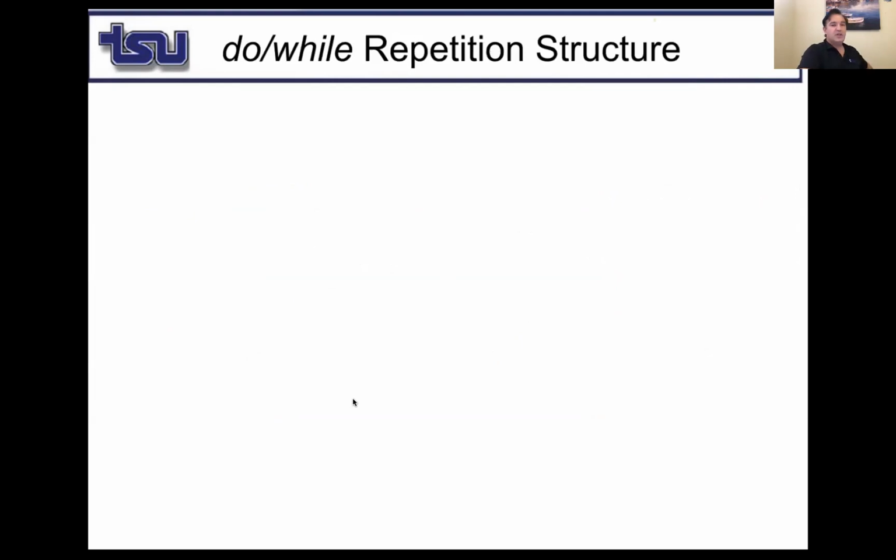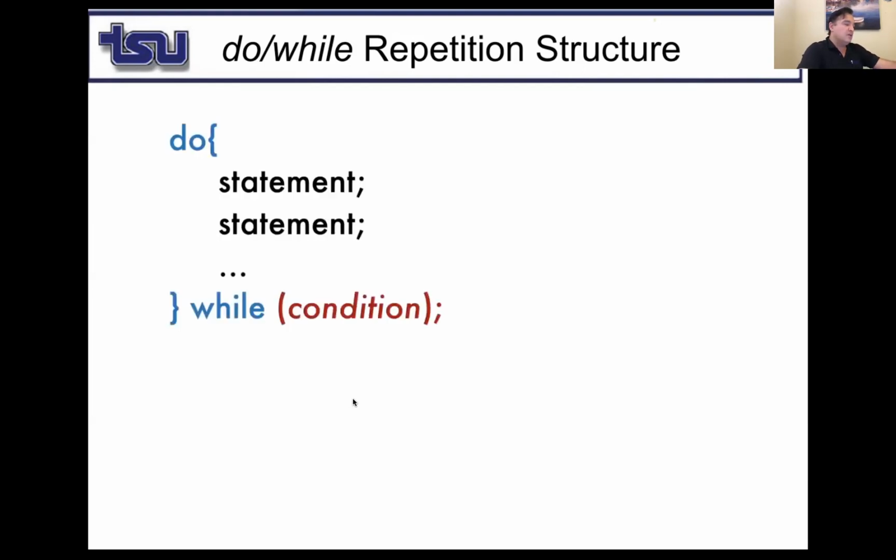Do-while repetition structure. Do-while is also an important structure, okay? The difference between do-while and while: do-while is executed at least once. You execute it at least once, then you check the condition. In the while loop, you first check the condition, and depending on the condition, you may execute or not, okay?